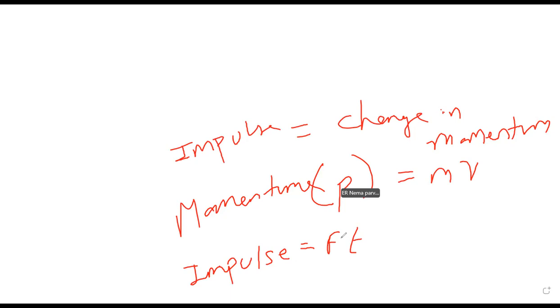A car of mass 600 kg is moving at 15 meter per second. Calculate its momentum. This is part A.